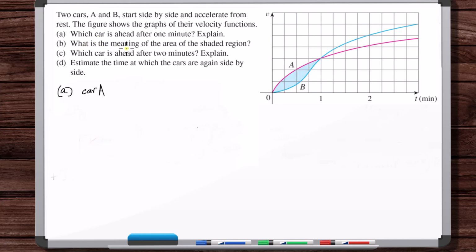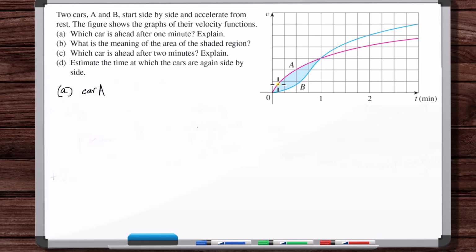All right, what is the meaning of the area of the shaded region? So what does this area mean? Well, that's easy. We can see what it is. It's the area under velocity curve A, minus the area under velocity curve B. You subtract those two areas and you get this area.